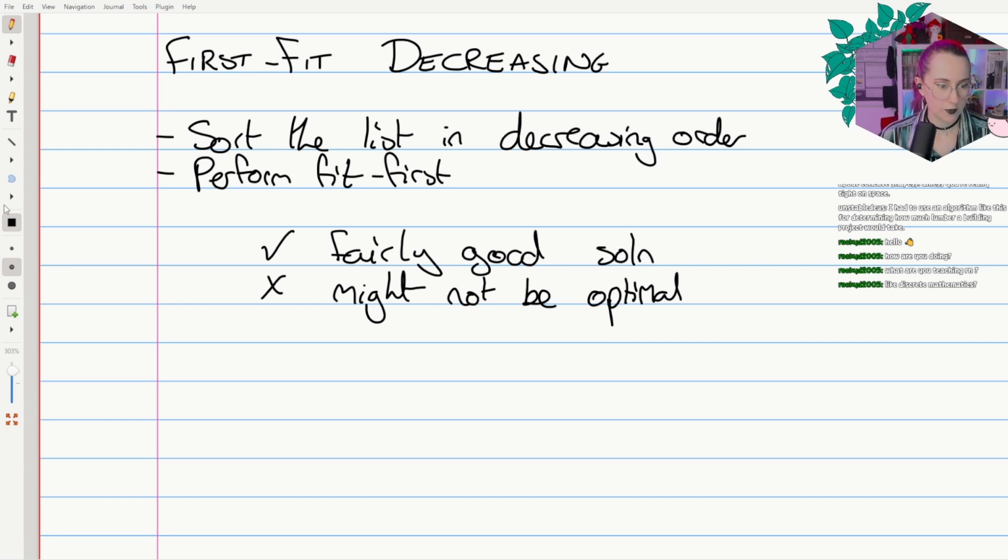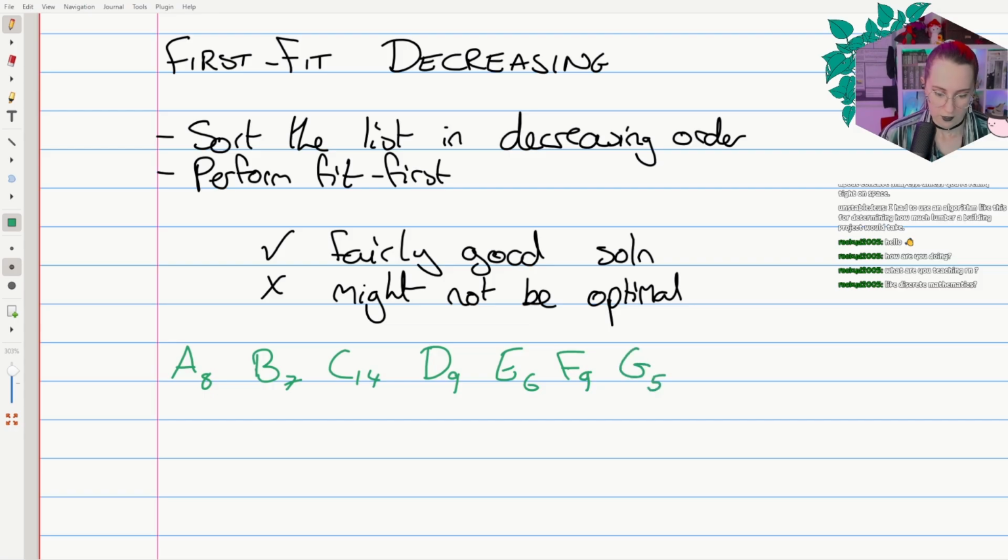So using the same example, I'm going to write the letters big at this point. So we have A8, B7, C14, D9, E6, F9, G5, H15. I will say the one thing I don't like about decision maths is how much writing there is that I need to do on the top. I6, J7, and K8. Okay, so this is our list.